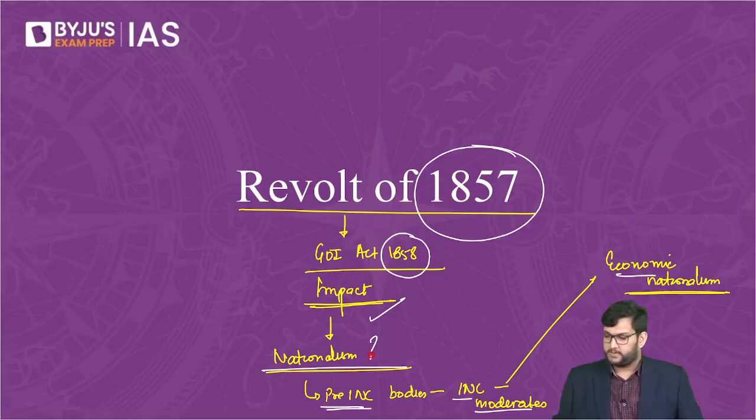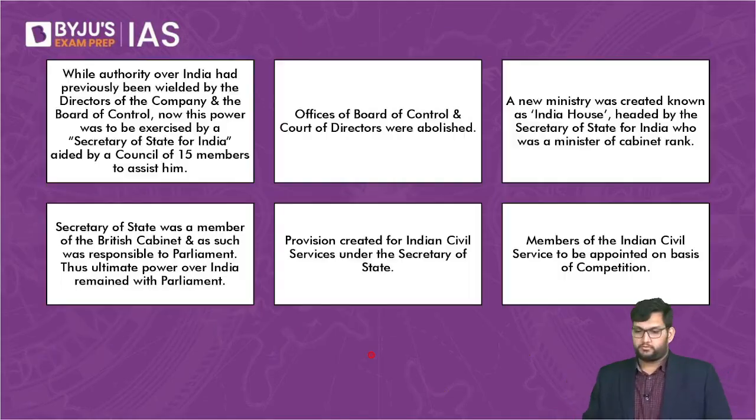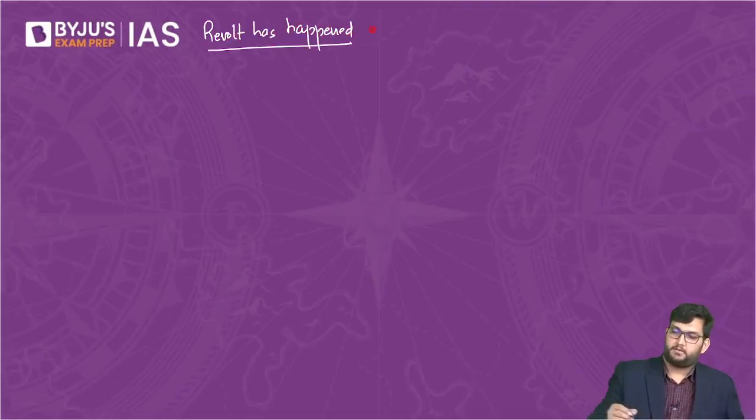So, the revolt has happened, and there are consequences because of the revolt. Bhatta means allowance.